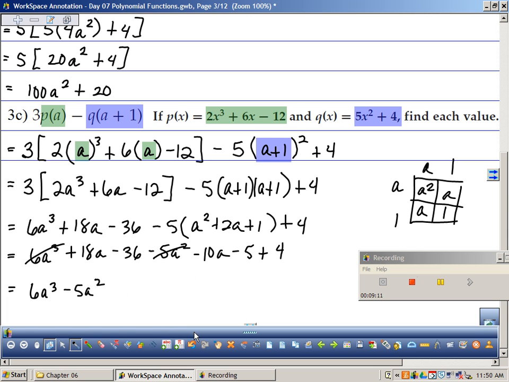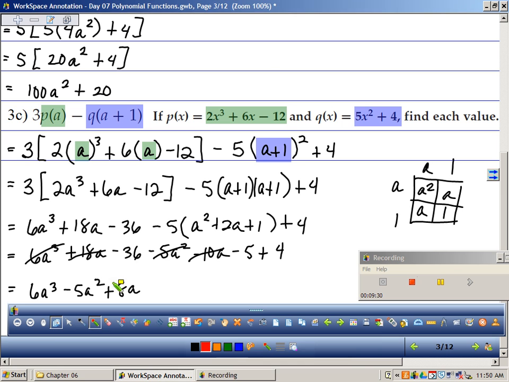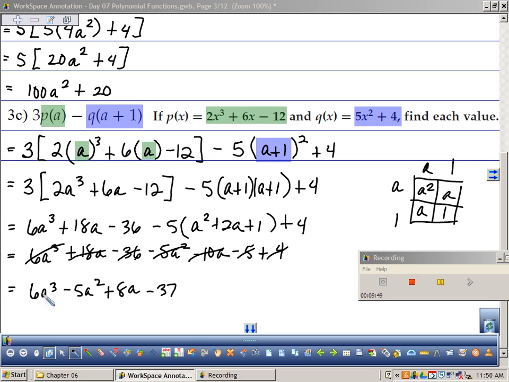That guy's done. Now I'm looking for A's. So here's 18A and negative 10A. What does that make? 8A. So get rid of those, and it's 8A. And finally, I've got negative 36. How about negative 5 and positive 4 is negative 1? Yeah, and negative 1 and negative 36 is negative 37. So that's accounted for, that's accounted for, and that's accounted for. And this is completely simplified right here.